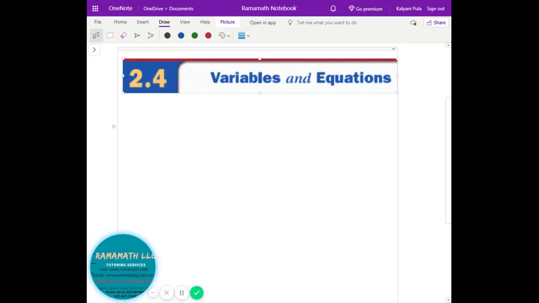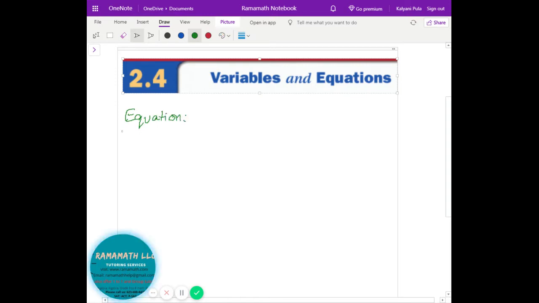Today's lesson is variables and equations. This is one of the really important concepts in pre-algebra and also algebra. So if you understand this one, it makes more sense when we move on to the algebra part. Equation.